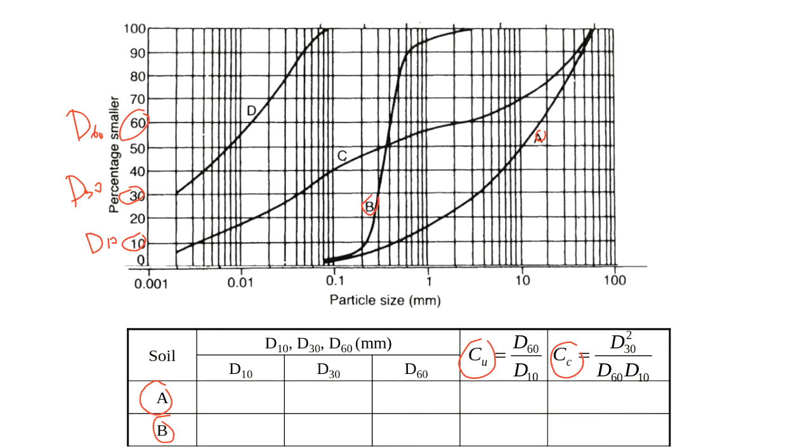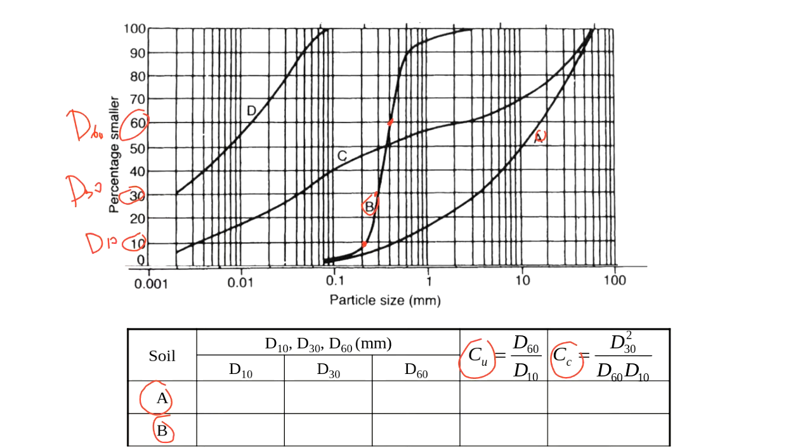Let's do it for soil B: 0.1, 0.2, 0.3. And then we just see how close they are to each other, I mean wider or closer. Based on that, we're going to say if the soil is well graded or poorly graded. Typically when these points are far apart from each other, most of the time the soil is well graded. When they're close, like in this case for soil B, most likely it's going to be poorly graded.